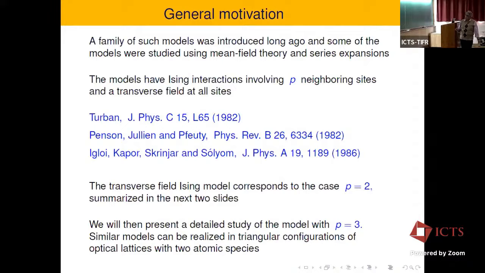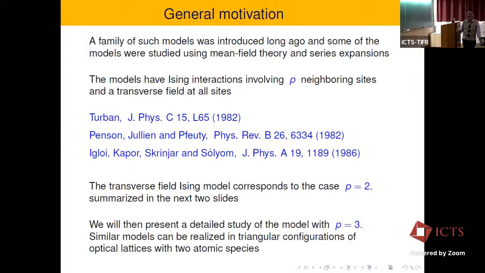Okay, so it turns out that a family of models like that were introduced a very long time ago in the early 80s. And some of these models were studied using mean field theory and series expansions. So these models in general have Ising interactions involving p neighboring sites and a transverse field. And so these are some of the papers. So the transverse field Ising model, which I'll tell you a little bit about just to recollect in the next 2 slides, corresponds to p equals 2, so interactions between 2 neighboring sites.